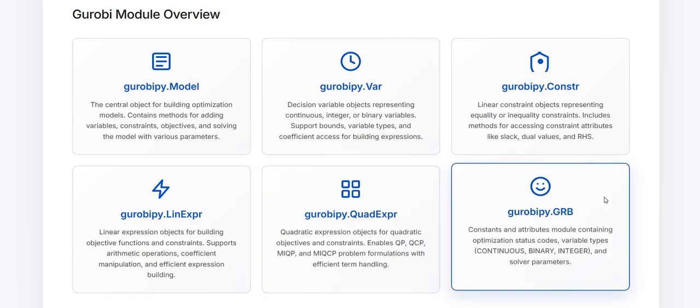And here, GRB, the constants module holds solver-wide definitions. This includes variable types, status codes, and parameter names, which keeps models explicit and readable.